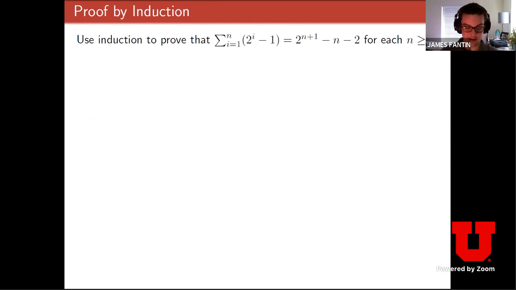So we've got another proof by induction. Here we're going to prove that the sum from i equals 1 to n of 2 to the i minus 1 is equal to 2 to the n plus 1 minus n minus 2. So again, an induction problem, we've got the 4 steps. So first we need to write the problem statement.